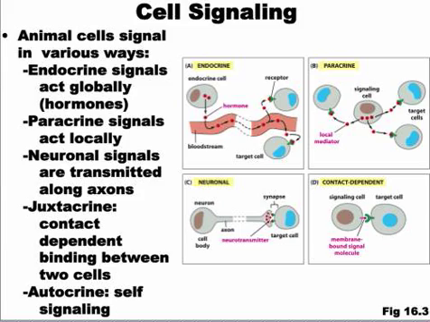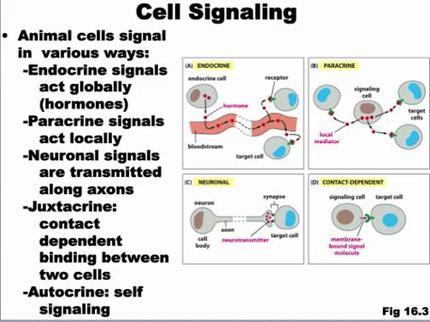This is going to occur when endocrine cells release hormones into the bloodstream. The key with endocrine signaling is that it's going to affect cells that are very far away from the signaling cell. So that's what we can see in figure A. Here's our endocrine cell. It's releasing hormone into the bloodstream, and this hormone is going to travel through the bloodstream and affect cells very far away. That's endocrine signaling.